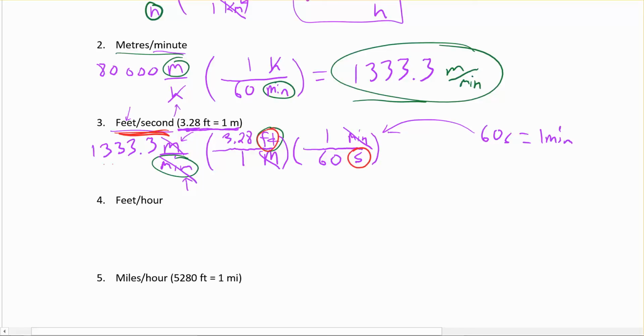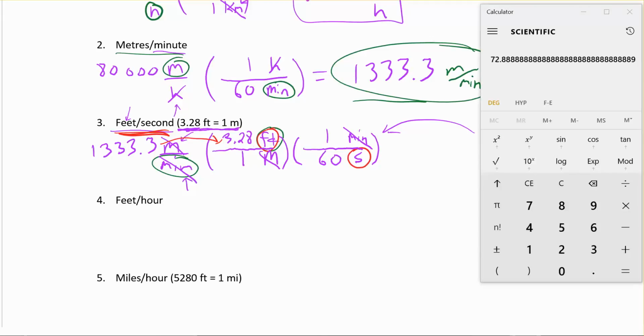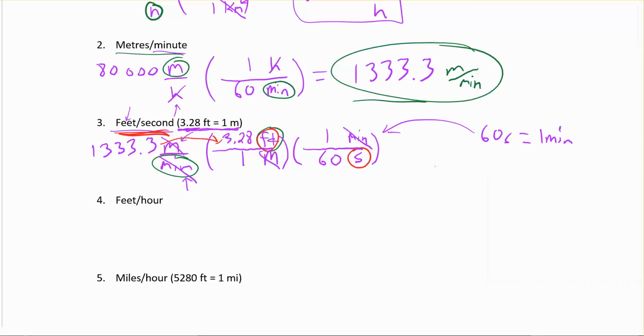So now all I need to do is multiply or divide the numbers the way they are. So up here I've got 1,333.3 times 3.28 divided by 60. So if you do that in your calculator, you are left with 72.9. So this would be equal to 72.9, and we had units of feet per second. So that would be my answer. Okay.